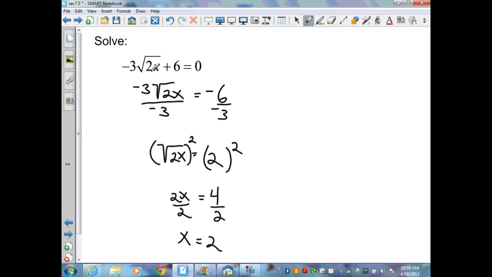2 times 2 is 4. The square root of 4 is 2. 2 times a -3 is a -6. A -6 plus 6 is 0. Therefore, that is one of our solutions.